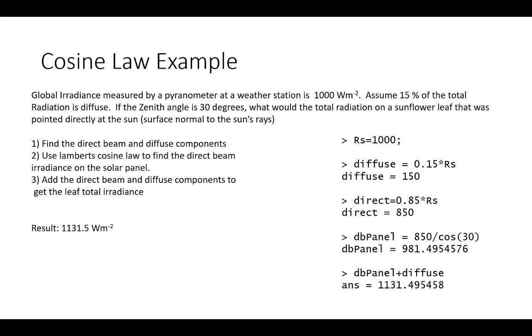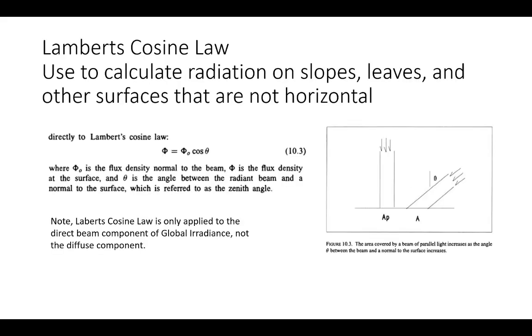So if our total global irradiation was 1,000, and 15% is diffuse, that means 150 watts per meter squared is diffuse, and 850 must be direct beam. Okay, so that's the part we need to work with. This is the part that's going to be affected by Lambert's cosine law. So if we go back and plug into this equation here, 10.3, we take 850, that was what was on the horizontal. So here's what's coming from our pyranometer, here's the zenith angle, and here's what the radiation would be on that leaf pointing straight at the sun. So we're after this term right here.